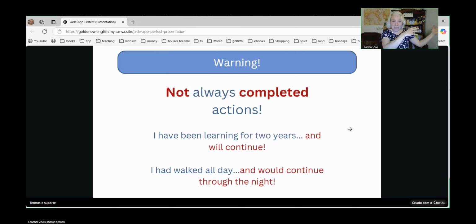I had walked. We're going to go back in time now and have a past perfect continuous. I had been walking. Well, this is past perfect, not continuous. I had walked all day and I would continue through the night. So the fact you said you had walked all day makes you think like the whole action is before the time that they're talking about, which it is. But we have to be careful when they use these descriptions as completed, because they aren't necessarily. The actions can carry on.